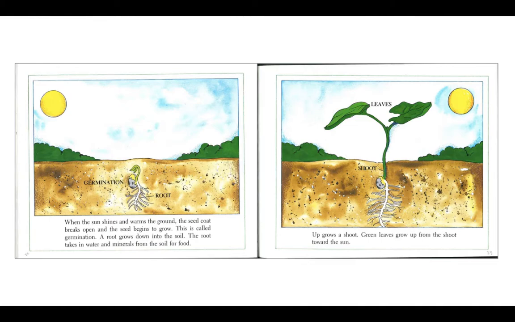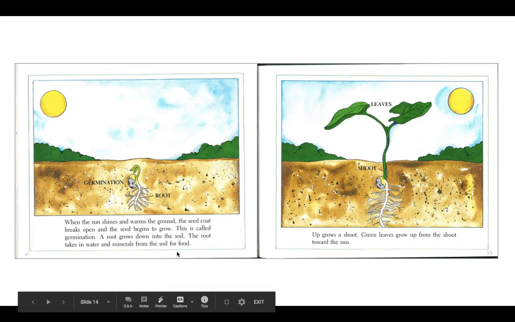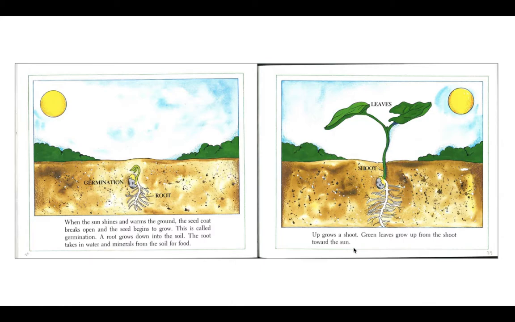A root grows down into the soil. The root takes in water and minerals from the soil for food. Remember, that's why worms are so important. Worms make the soil rich with nutrients. Up grows a shoot. Green leaves grow up from the shoot toward the sun. Here's the shoot. It's that stem coming up out of the ground. And here are leaves.